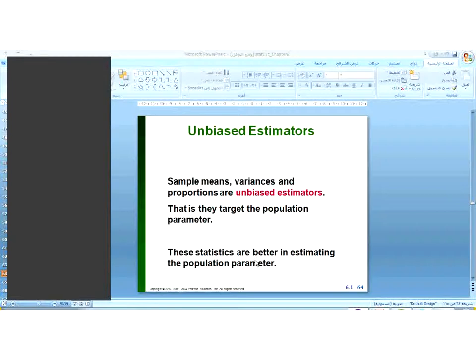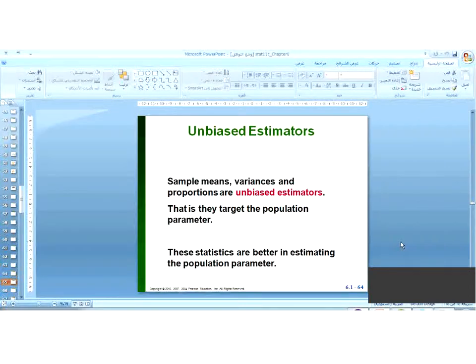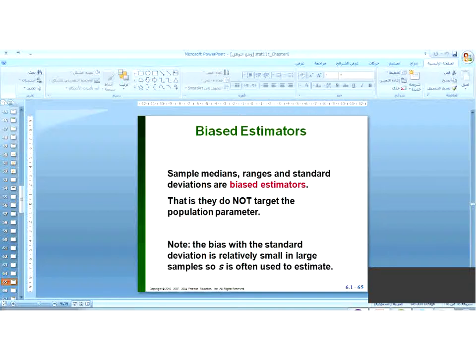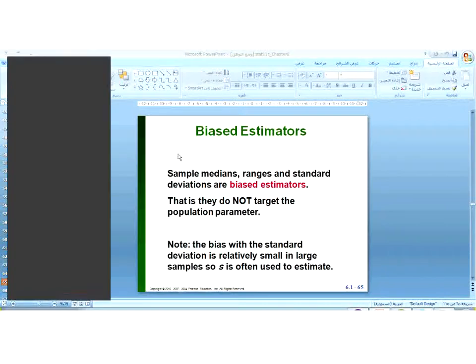That is, they target the population parameter. Of course, they are better in estimating the population parameter. So what about the other measurements, like the median, range, and standard deviation? They are biased estimators. Notice the standard deviation is biased, while the variance is an unbiased estimator. That is, they don't target the population parameter.